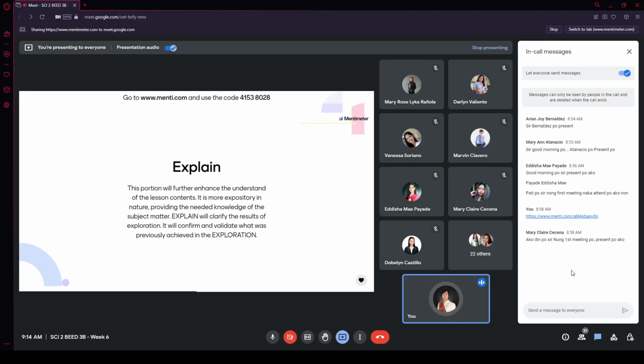So the explain step will clarify the results of explorations. It will confirm and validate what was previously achieved in the exploration. In the explain part, this is also where we can fix the misconceptions. When I say misconceptions, these are, in the rawest terms, errors in their learning, right?